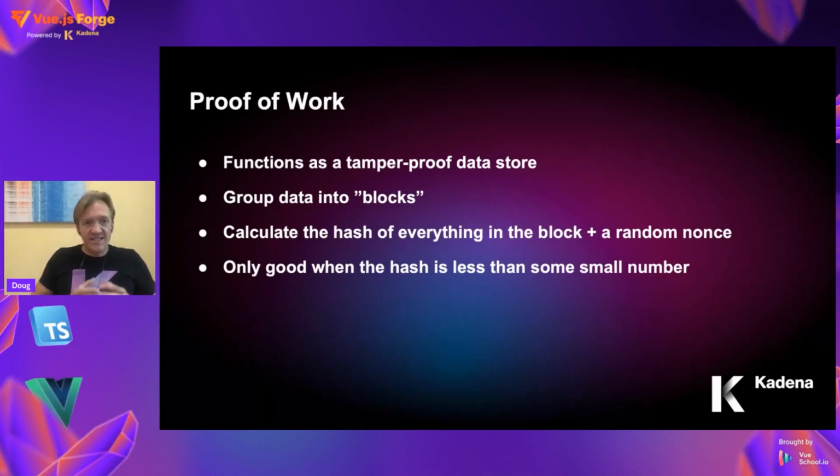So if you stick this accounting ledger into this generic data store, which a blockchain is really just like a data store. I didn't use the word database just now because that gives people pictures of SQL and stuff like that. But it's a data store nonetheless. It groups data into blocks. And then you calculate the hash of everything in the block plus a random nonce. And you only accept the block when the hash is less than a small number.